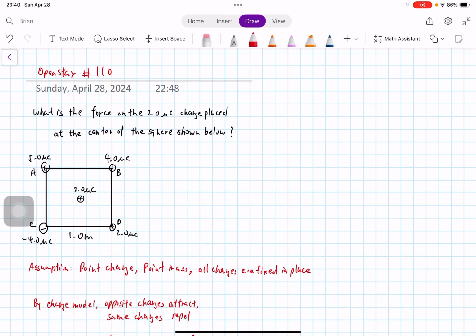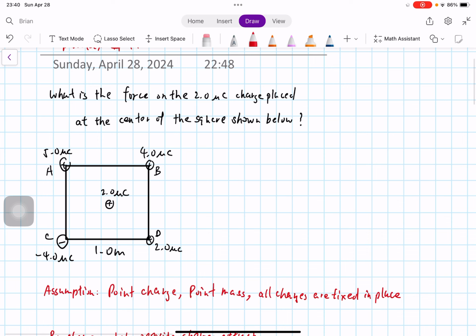So in this video, I'd like to talk about a problem I picked from OpenStax. In this problem, it is asking us to find the electric force on this 2.0 microcoulomb particle when it is placed at the center of these four particles with different charges. The four particles form a square with 1 meter sides.